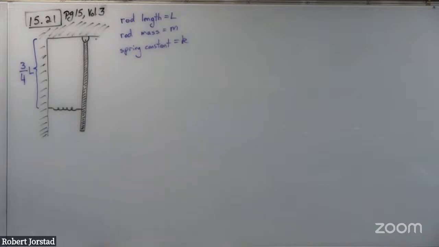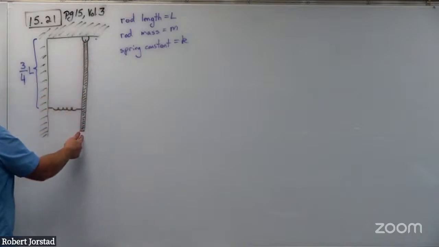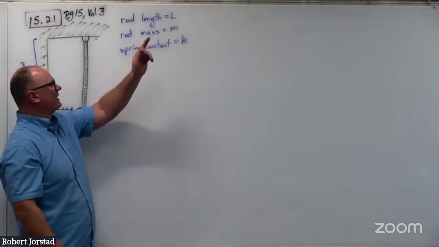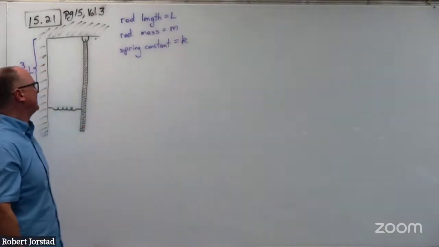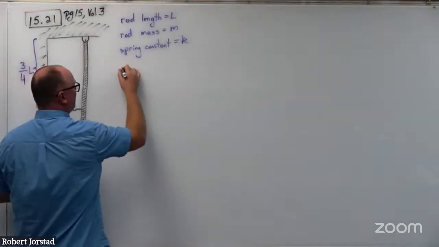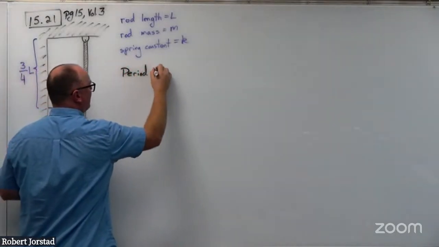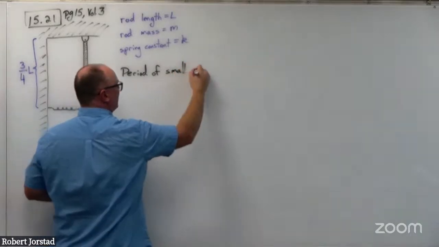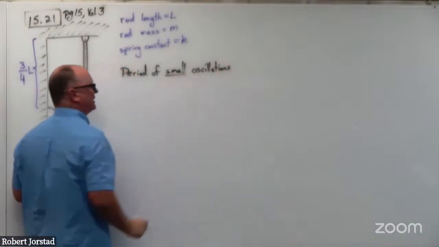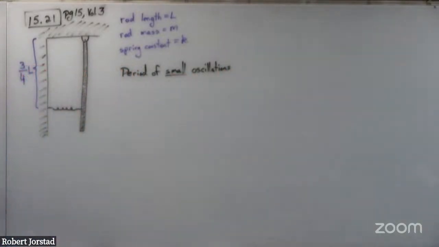But here's the idea. We have a rod that's got some length L. At 3/4 of that length from the ceiling, we're going to attach a spring that has constant K. So the givens in this problem are the length, the mass of the rod, and the spring constant. And the question is, how would I get the period of small oscillations? The key word here is small. Okay, so let's walk through this and see what we can do.